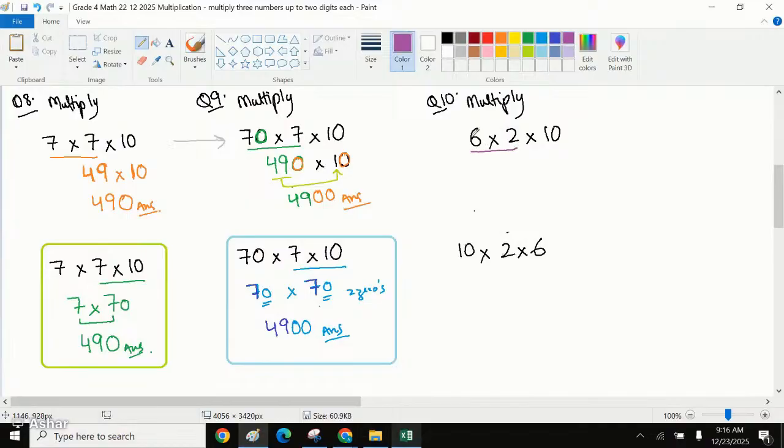So 6 multiplied by 2 is 12, multiplied by 10, and we do know the rule of multiplying with the number ending in 0. That would be 12 multiplied by 1 is 12, and you simply put the 0. That means 120 is your answer. Okay, thank you.